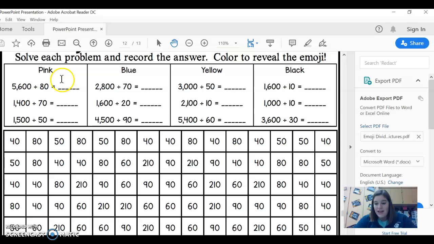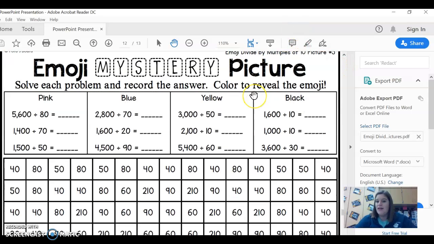We've done these before. Anytime you see the quotient down below, you will color that pink. All of these answers will be pink. All of these will be blue, yellow, and black. And each page is different. There are, I think, 5 or 6 different puzzles out there. So again, you don't have the same problems or picture as last time. And yes, it does say up here, color to reveal the emoji. They are emojis. I promise they're different emojis than last time. I wouldn't give you the same ones, definitely not.